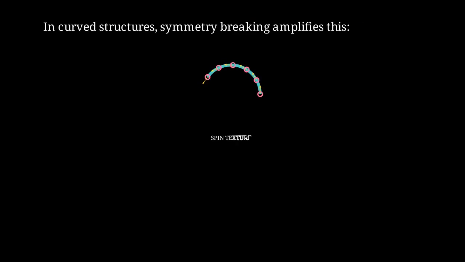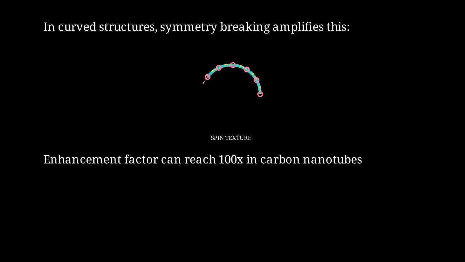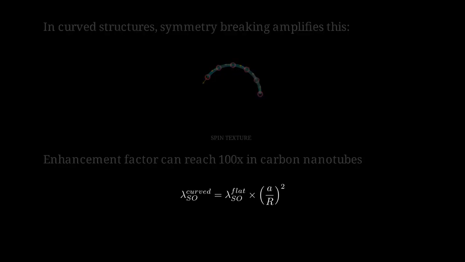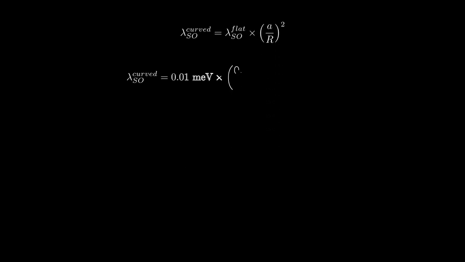This creates a spin texture where spin orientation varies systematically along the curved surface, enabling spin manipulation without magnetic fields. In carbon nanotubes, curvature-enhanced spin-orbit coupling can be 100 times stronger than in flat graphene. The curved spin-orbit coupling scales as the flat value times A over R squared, where A is the lattice constant. For a 2 nanometer radius nanotube, this gives 0.16 millielectron volts, enabling spin manipulation at accessible temperatures.